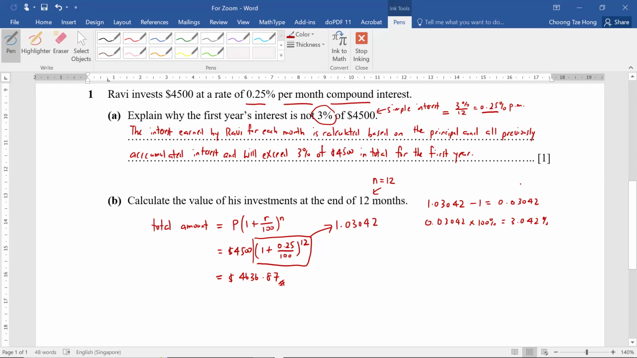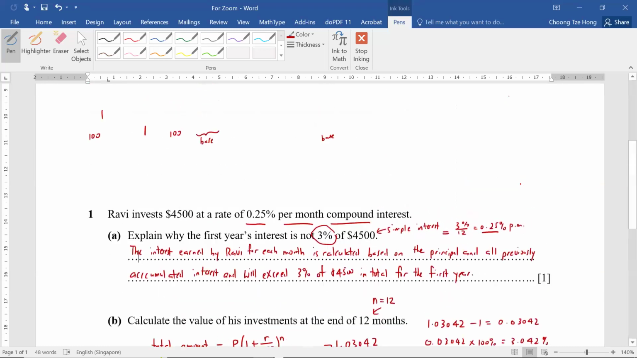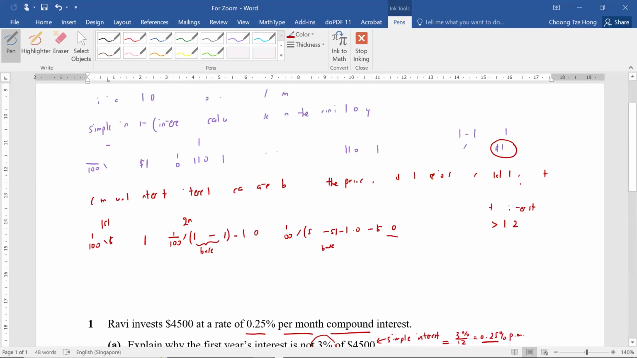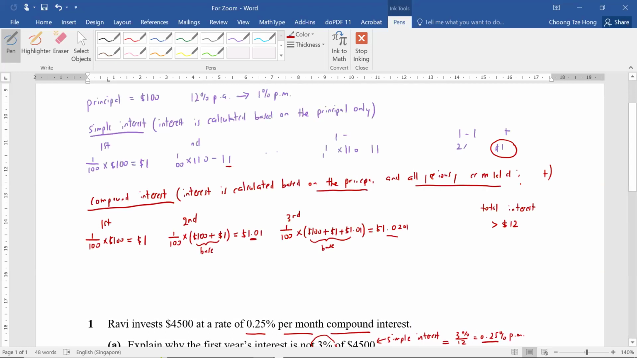I hope that this video has been able to explain to you clearly the difference between simple and compound interest. The idea of compound interest is that the interest is calculated based on the principal and all previously accumulated interest, whereas simple interest is always calculated based on the principal only. So compound interest is definitely going to give you a bigger interest if your interest rate is the same and over the same time period.